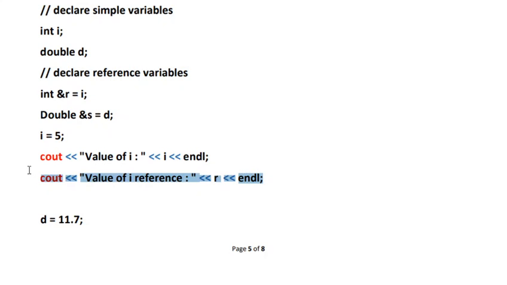So both the statements will display 5 because R is a reference to I, right? Whenever I try to access I directly, I'll have 5, and if I try to access I indirectly through R, I also have 5, right?